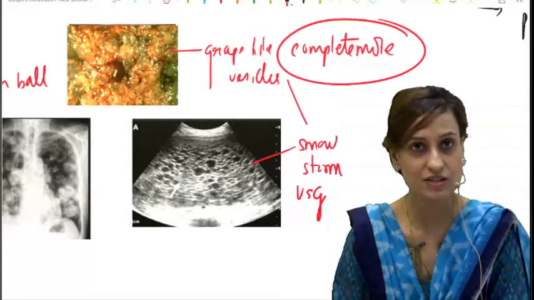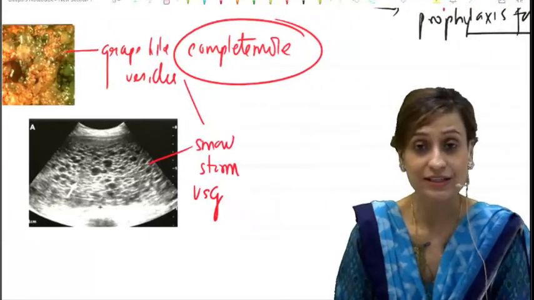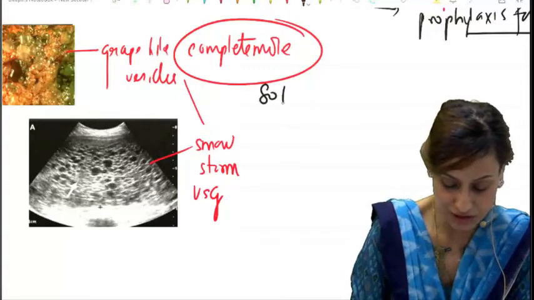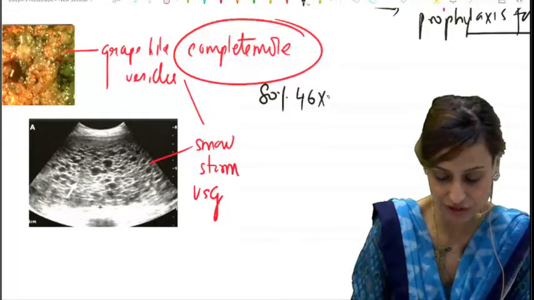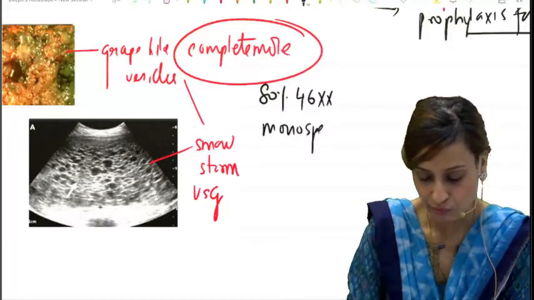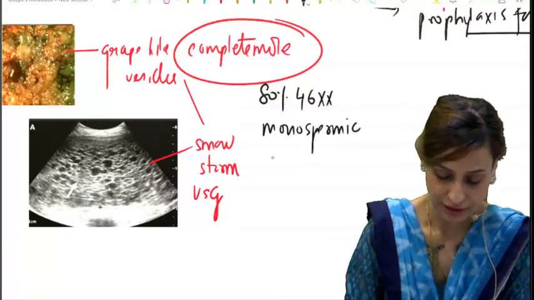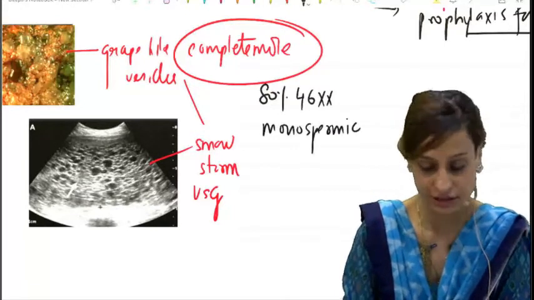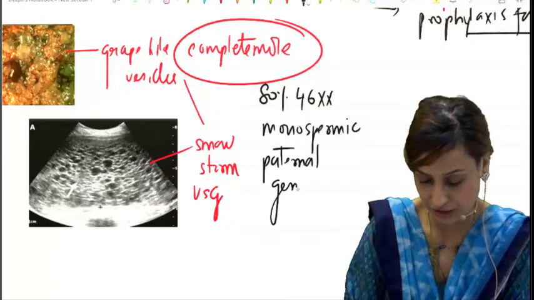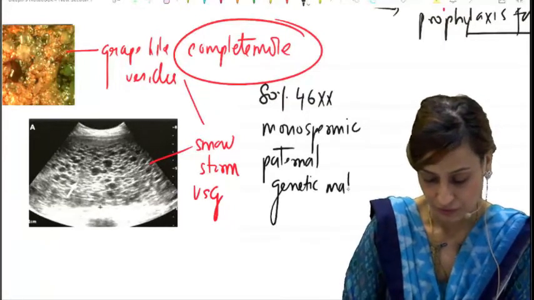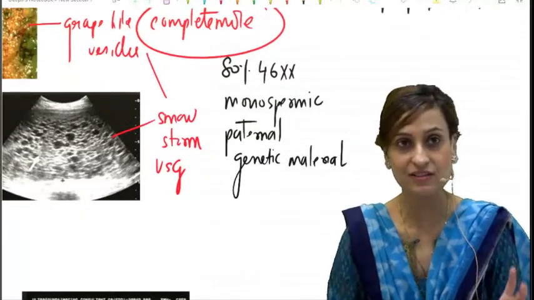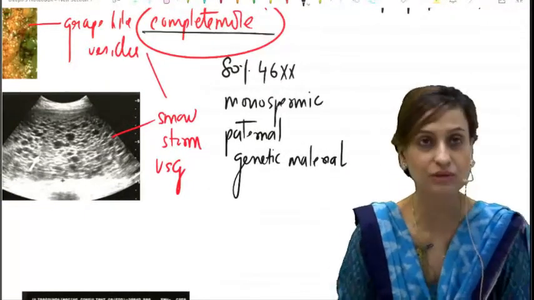They are not seen with partial mole. Things that I want you to know about complete mole are that they have 80% of times a karyotype of 46XX, and they are usually monospermic, right? And all the genetic material that they have is paternal, right? So all the genetic material is paternal, right? And as I said, grape-like vesicles in snowstorm is also unique to complete mole, right?